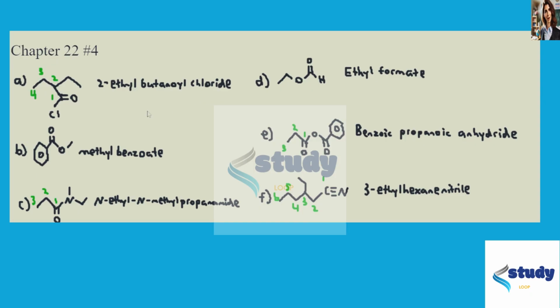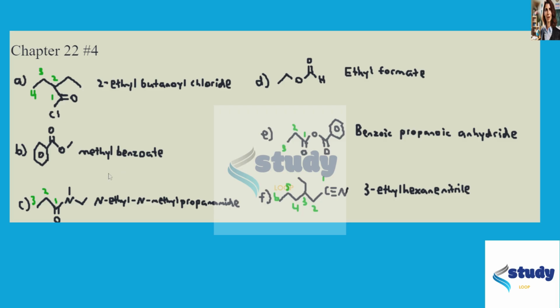B is an ester, and it's pretty straightforward. The base name is benzoate. And before benzoate, we will put the alkyl group that's on the oxygen of the ester. In this case, it's a methyl group. So B is methyl benzoate.